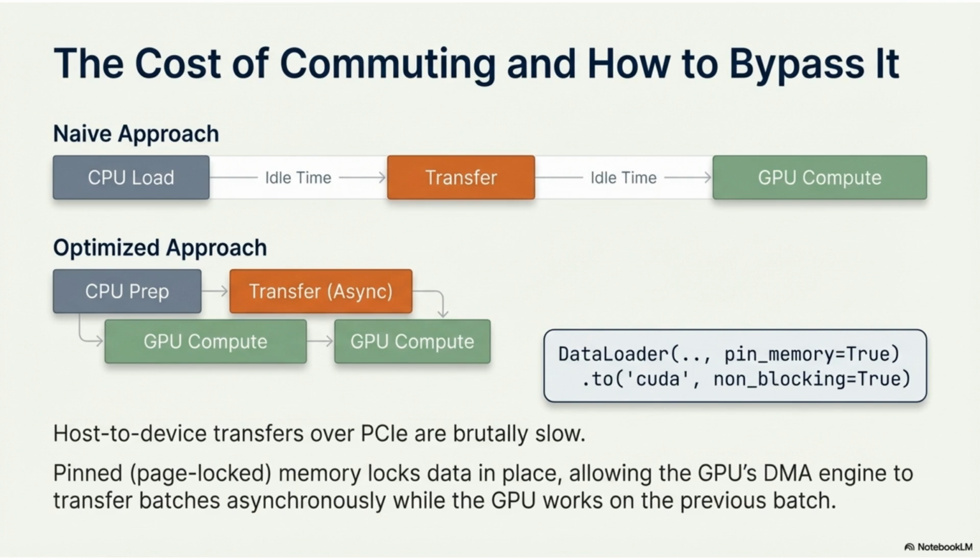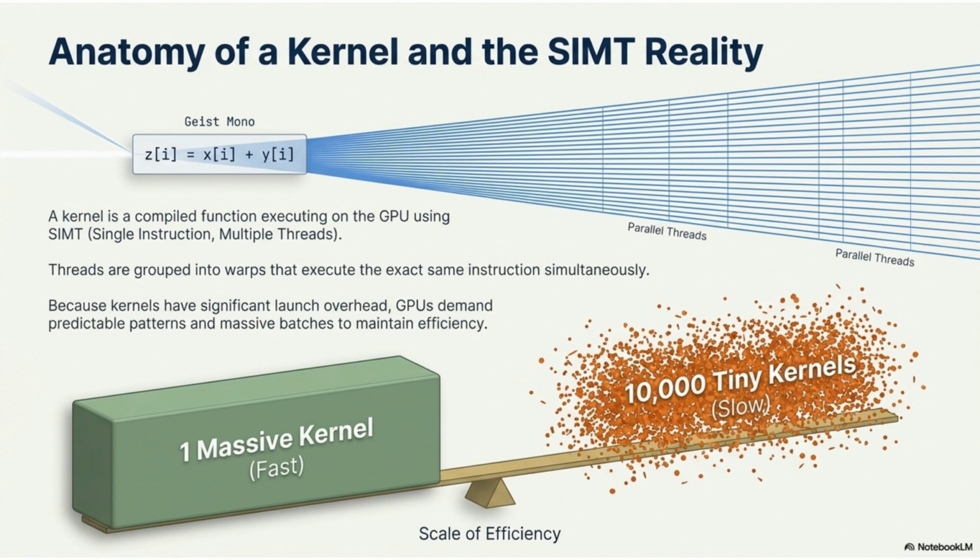Host-to-device transfers over PCIe are slow. An optimized approach uses pinned memory to allow the GPU's DMA engine to transfer batches asynchronously, while the GPU computes the previous batch. A kernel is a compiled function executing on the GPU using SIMT. Due to launch overhead, GPUs require massive batches and predictable patterns. One massive kernel is much faster than 10,000 tiny kernels.